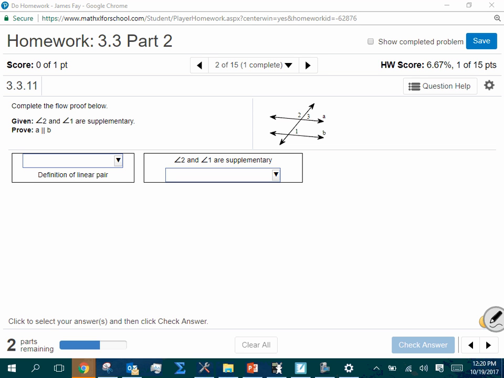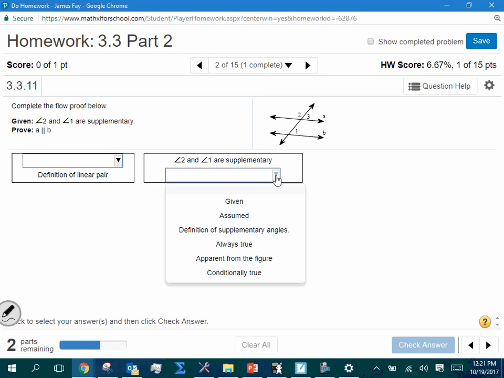So this is question 2 from that assignment, trying to give you an idea of what a flow chart is. It says angle 2 and angle 1 are supplementary. Angle 2 and angle 1 are supplementary. So if I look at these two things, that is that statement. So that reason would be what? If angle 2 and angle 1 are supplementary, what would that reason be? Given. Okay, so it's a given statement.